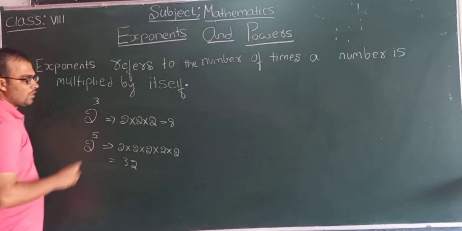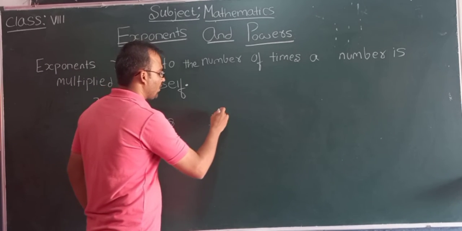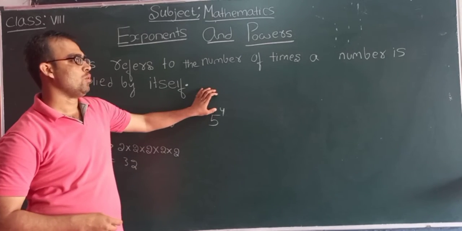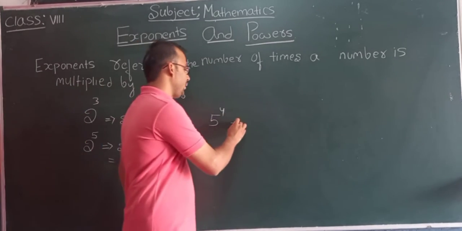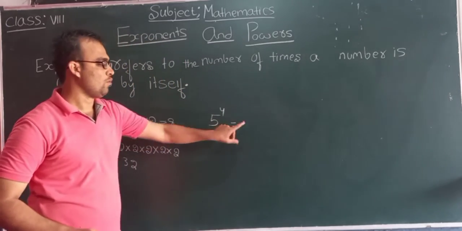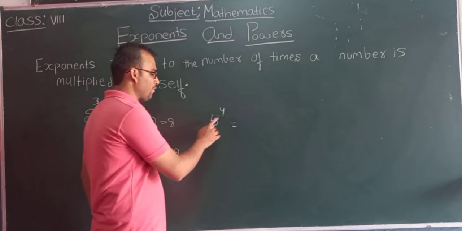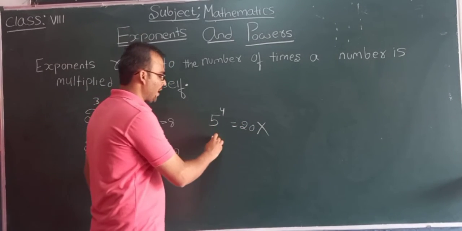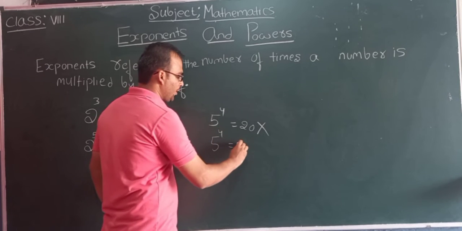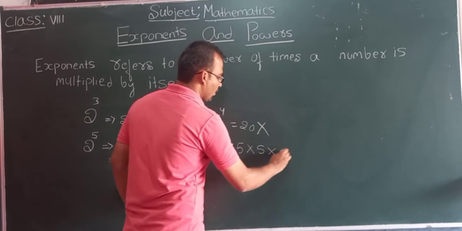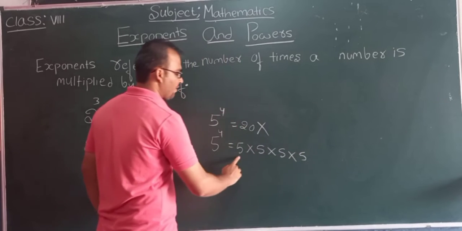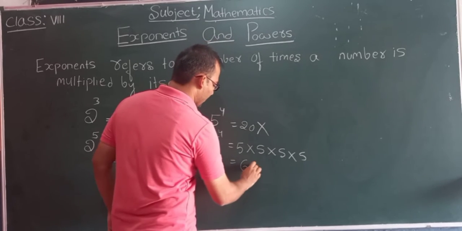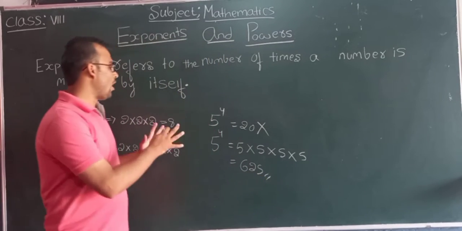Suppose I write 5 to the power 4. What does it mean? It means we need to multiply 5 four times. We need not multiply like 5 fours are 20. We need to multiply 5 four times, that is 5 fives are 25, 25 fives are 125, 125 fives are 625. Understood? That is how it works.